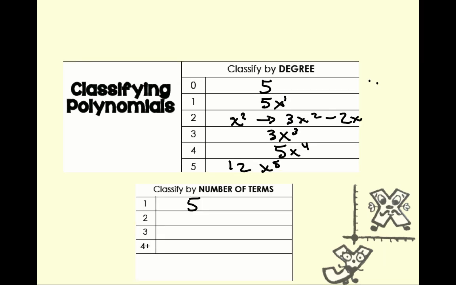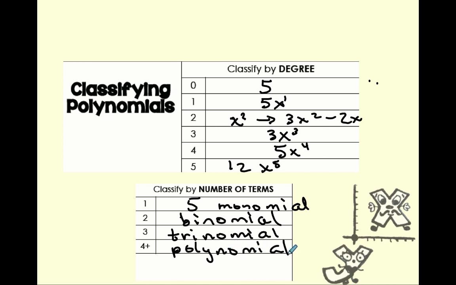One term is called a monomial. Two terms is called a binomial. And 3 wheels on a bike is a tricycle, so 3 terms is a trinomial. We don't really have many special names after that. You could say quadrinomial, but nobody ever says that because that's goofy. So we just call it a polynomial.